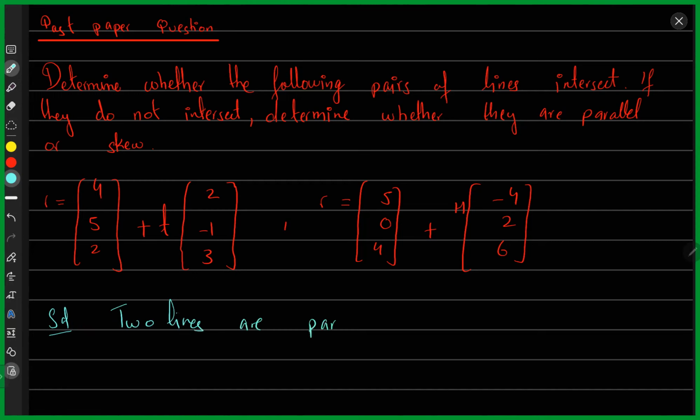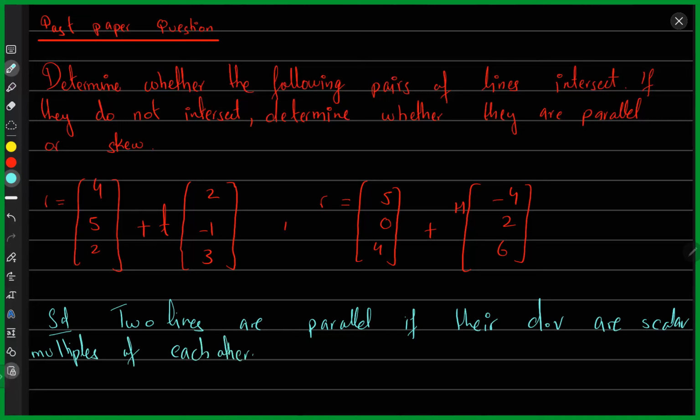Now for the criteria of parallel, we know that two lines are parallel if their direction vectors are scalar multiples of each other. So if you have two lines, they would be parallel if their direction vectors are scalar multiples of each other.